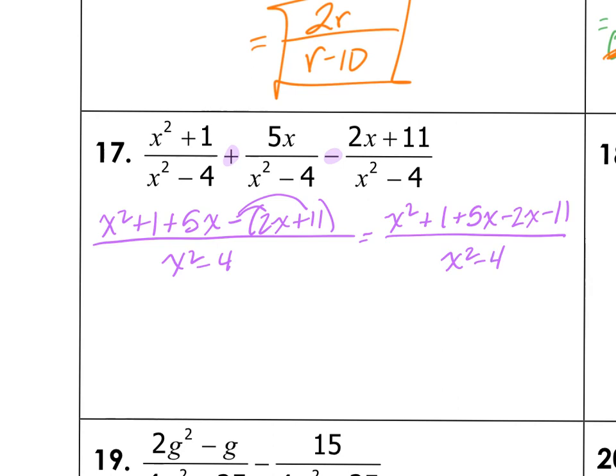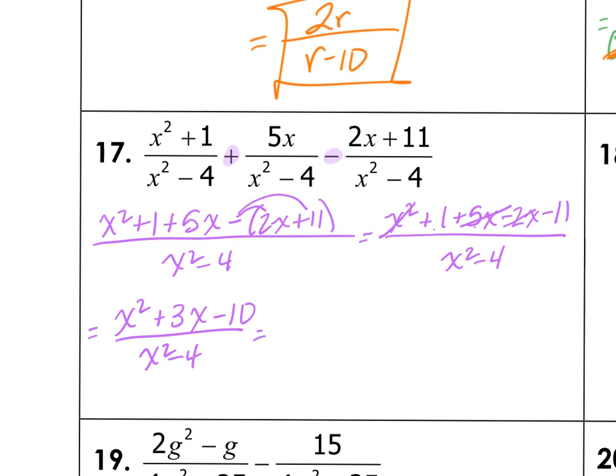Awesome. So now in my numerator, let's combine my like terms and write it in the correct order. So I've got x squared, and then my x's come next. 5x minus 2x is 3x. So that took care of my x's. Then I have 1 minus 11. So that should be negative 10 all over x squared minus 4.